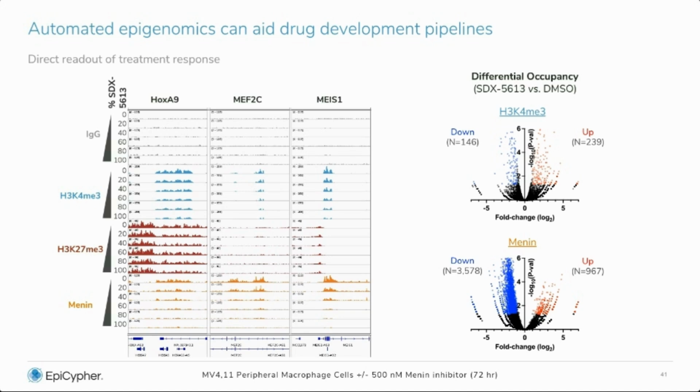So in this experiment, we looked at treatment with this Syndax inhibitor, which is an inhibitor of menin. So menin is involved in the pathology of leukemias that are known to have genomic translocations of menin and MLL proteins. And if you inhibit menin, it can help in the outcomes of these patients.